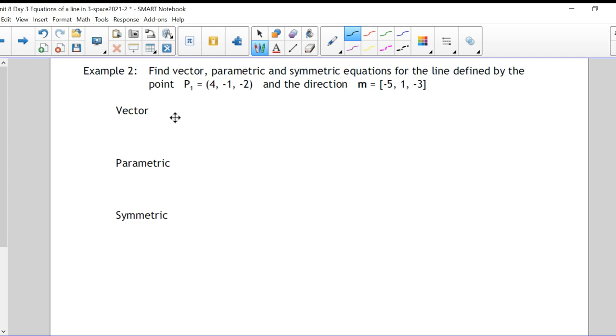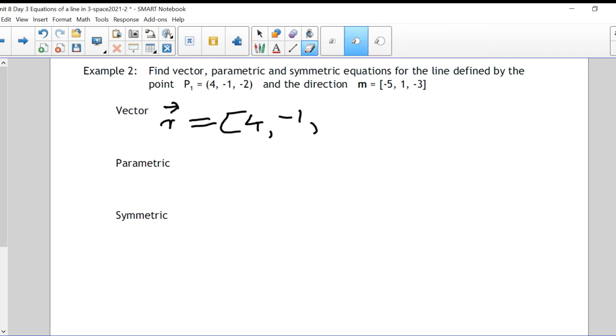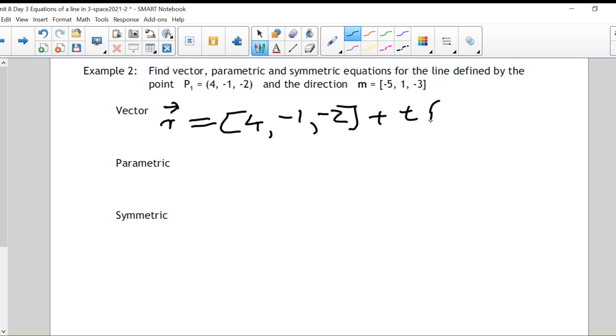So my point is r, with the r on top. I could put the x, y, z as well. That's fine. And that would be equal to the point 4, minus 1, and minus 2. Oh, by the way, there is something I hope you'll notice about shortcuts, which I keep stressing is something you should be doing. I'm going to see if I can make that point on this one. So here's the point on the line, plus t times the minus 5, 1, and minus 3. Okay, so there's your vector form of the equation.